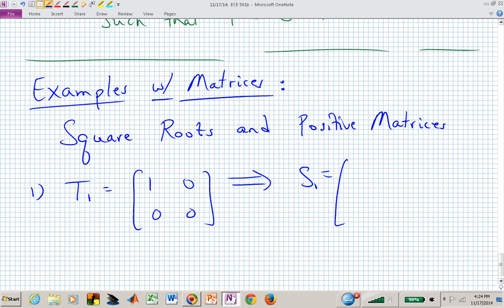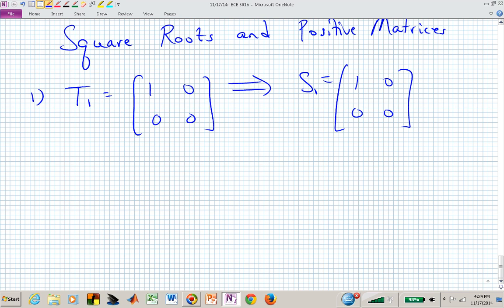A square root of that could be s sub 1. Another square root is minus 1, 0, 0. I haven't said anything about those square roots being positive or not, but both of those, when s1 hat times s1 hat will give you t1, and s1 times s1 will give you t1.